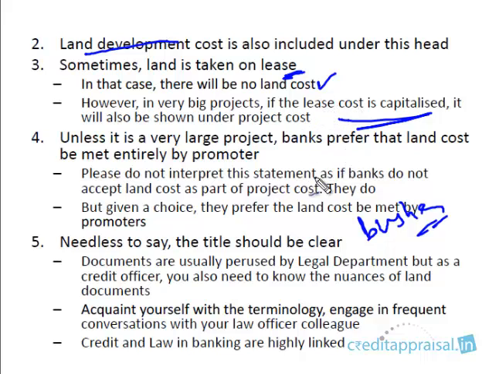Usually, banks insist that the land cost be met entirely by the promoters, unless it is a very large project. For large projects, banks also chip in their margin, their share of loan. But for small to medium size projects, banks usually say, let the promoters finance the land. We won't get into it. We'll finance the remaining items, building, civil works, and machinery. Usually banks see land as a risky area of finance. I'm not saying banks don't finance land. Banks do finance land in many projects, but given a choice, they prefer the land cost to be met by the promoters.